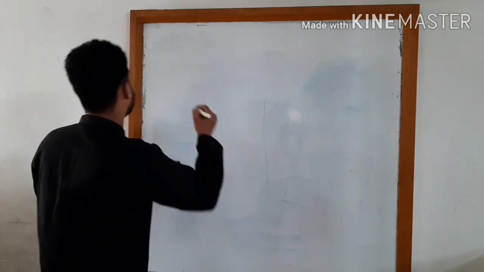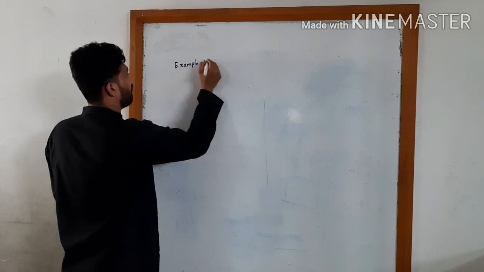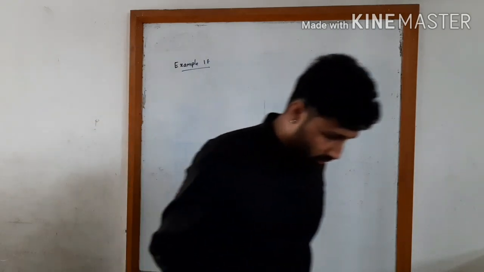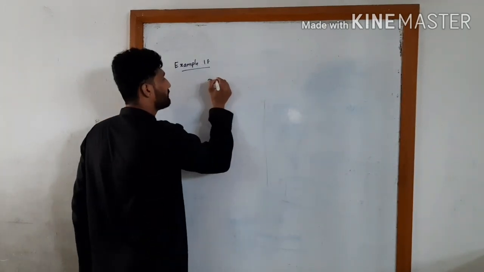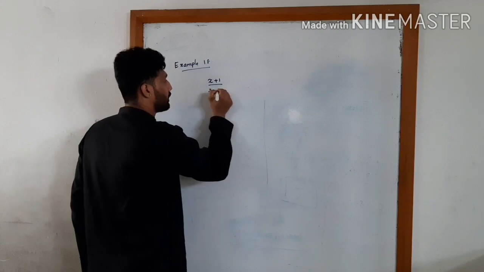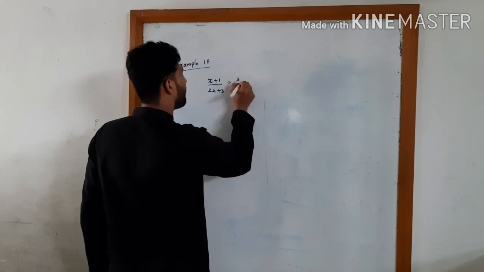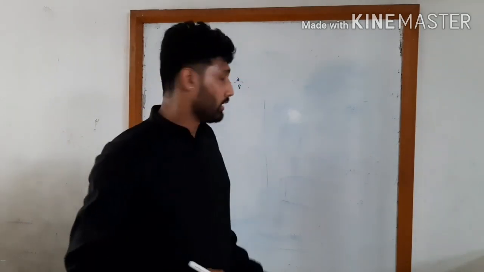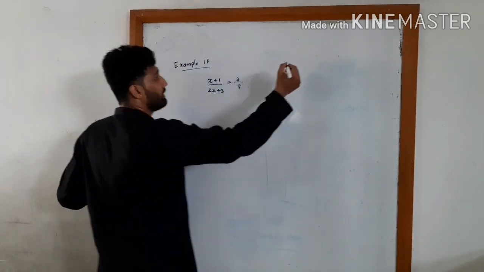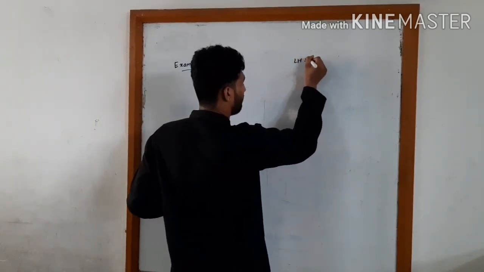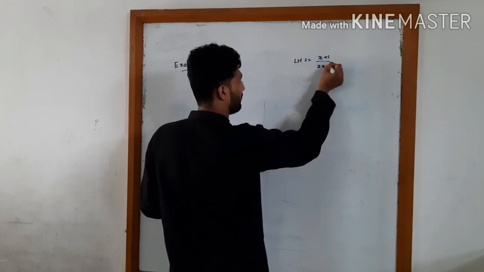Example 18. Let's solve that. x plus 1 upon 2x plus 3 is equal to 3 by 8. Now see, if you see the left hand side, LHS is x plus 1 upon 2x plus 3.